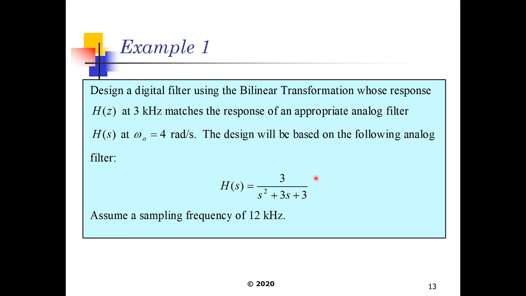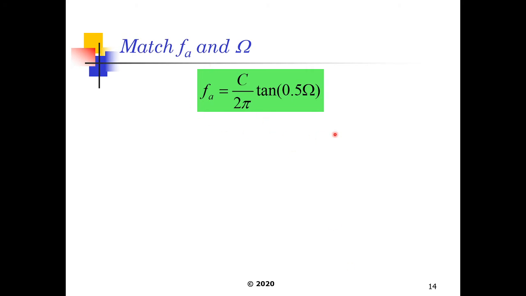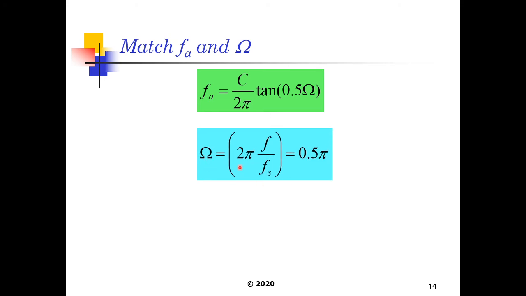So because we have the equation already, what we have to figure out is how to solve for C. The first thing is that we start with the f of a equation that we had from before. So f of a is equal to C divided by 2 pi tan of 0.5 capital omega. We know capital omega here is equal to 2 pi f divided by f of s. We had f, and we had f of s from before, so this is going to equate to 0.5 pi.